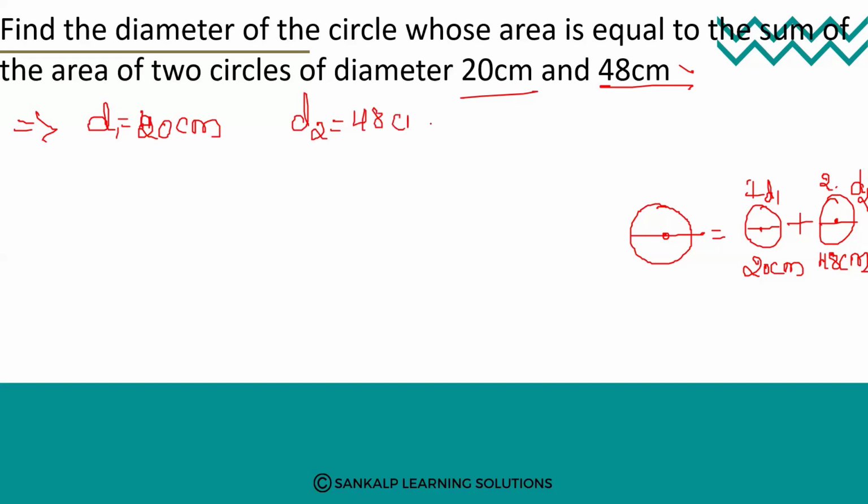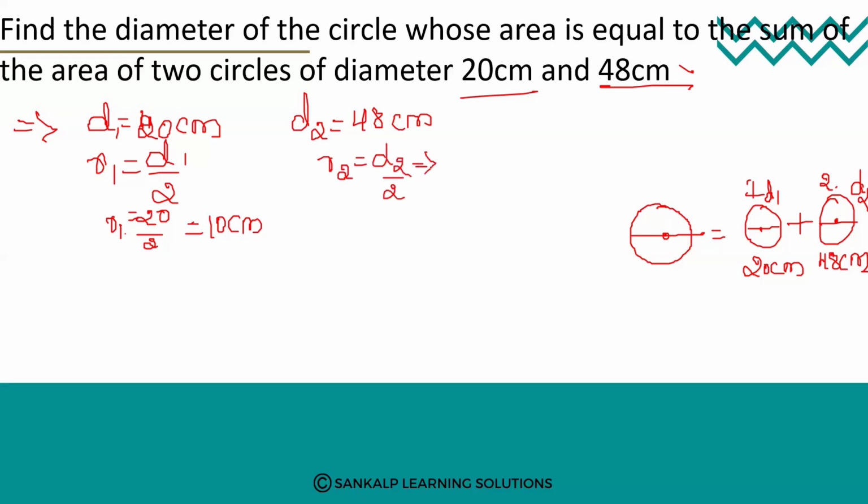Now, radius can be calculated by using D divided by 2, that is D1 divided by 2. D1 value is 20 divided by 2, that means 10 centimeter. So 10 centimeter is the value of radius of the first circle. Next, R2 means D2 divided by 2, that is equal to 48 divided by 2. 2 ones are 2, 2 twos are 4, so R2 value is 24 centimeter.